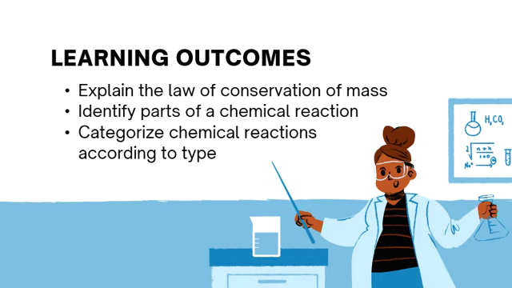Learning outcomes of this session. You are able to explain the law of conservation of mass. You are able to identify parts of a chemical reaction, and you are able to categorize chemical reactions according to type.